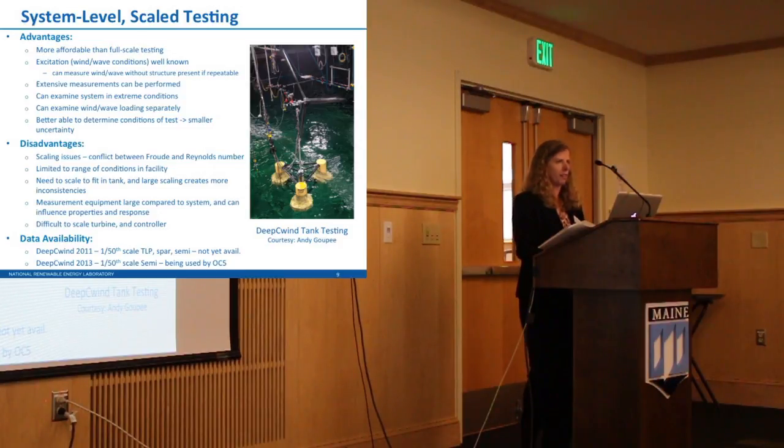The disadvantages are, though, that there's scaling issues, which we've seen numerous times. So it's a conflict between Froude and Reynolds number being scaled simultaneously. You also are constricted to the limit of the range of conditions in the facility. You're also constricted to the size of the facility, so your scaling is based on what can fit in that facility. Also, because you're at a scaled size, your measurement equipment, unless you do a really good job, in general is going to be very large compared to the size of your system, so it's also going to influence the behavior of your system if you have really bulky sensors and measurement devices.